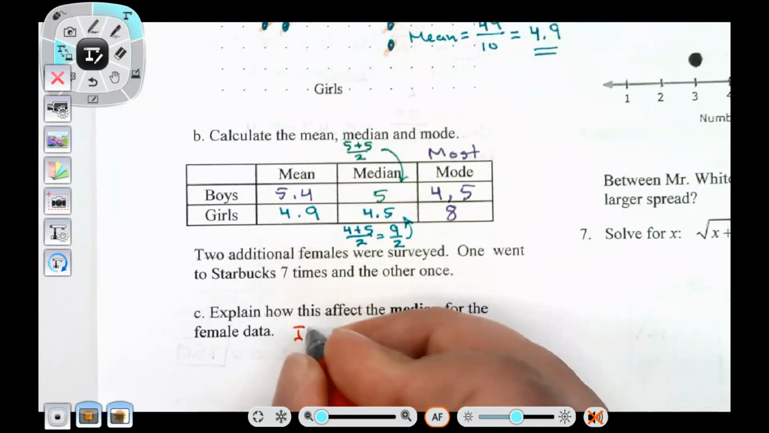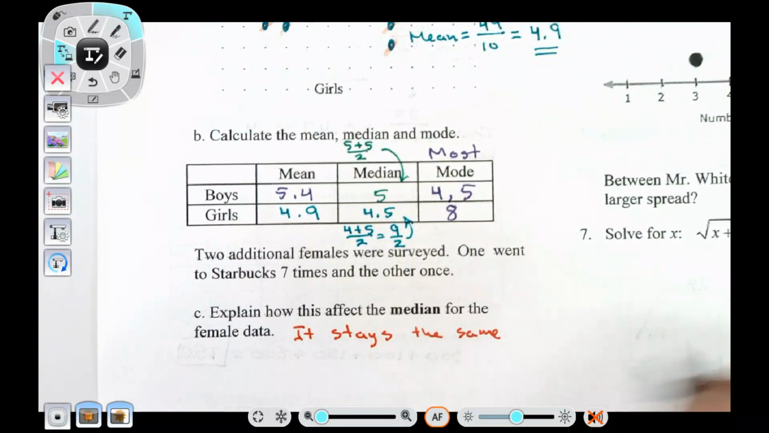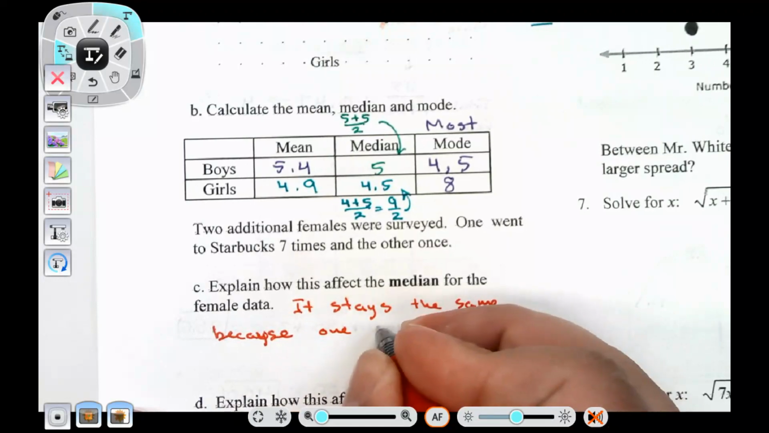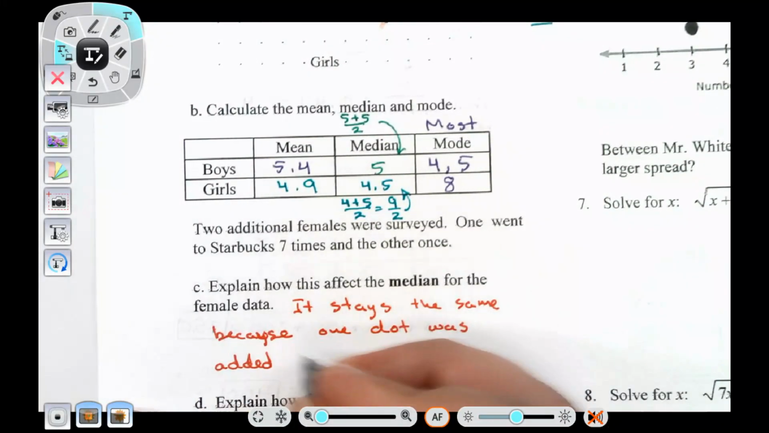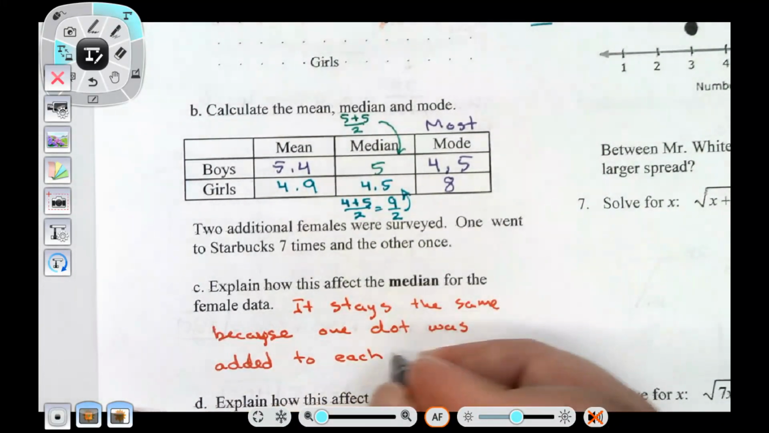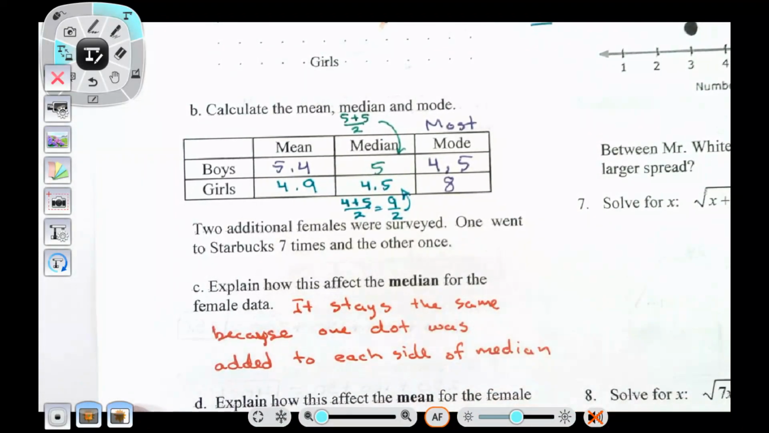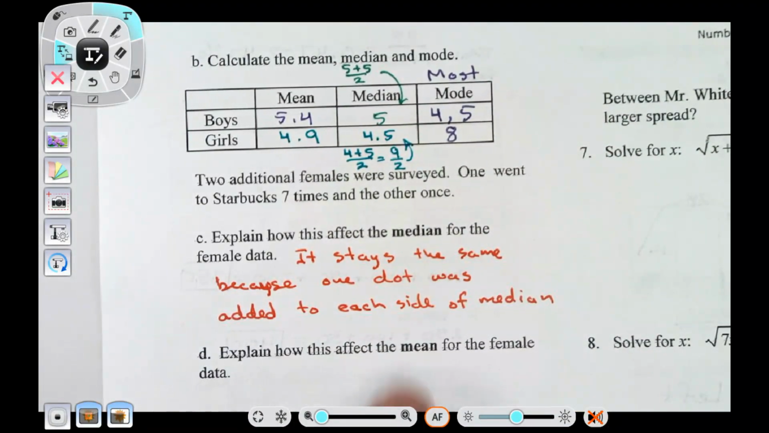Stays the same, because 1 dot was added to each side of the median. That's why they would cancel each other out. 1 dot was added to each side of the median, so nothing changed. And then they said, well, how's it going to change the mean? Well, honestly, the best way to figure out how the mean is going to change is just redo the mean. But this is why you always show your work.